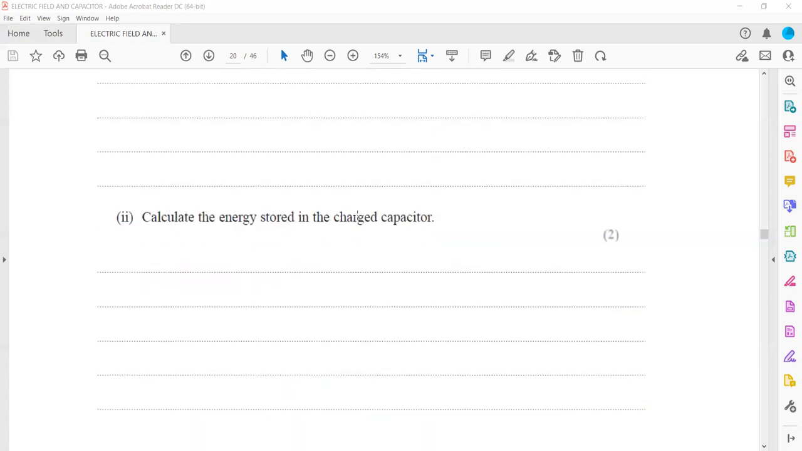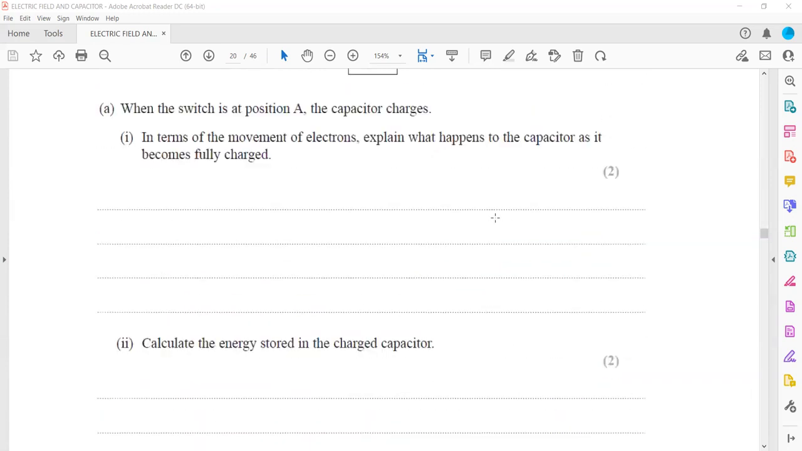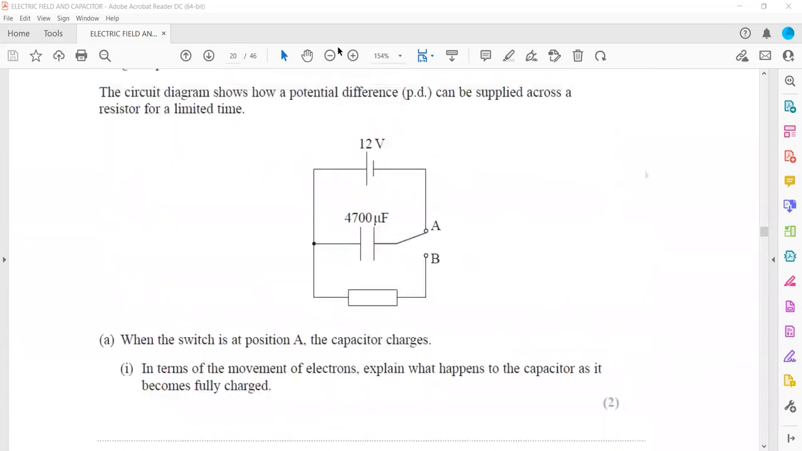Then the next part, calculate the energy stored in the charged capacitor. If the capacitor is fully charged, the voltage across the capacitor will be 12 V and we have the capacitance. Energy stored in the capacitor is given by the formula half QV, or if we don't know the charge, Q equals CV, so it will be half CV squared.